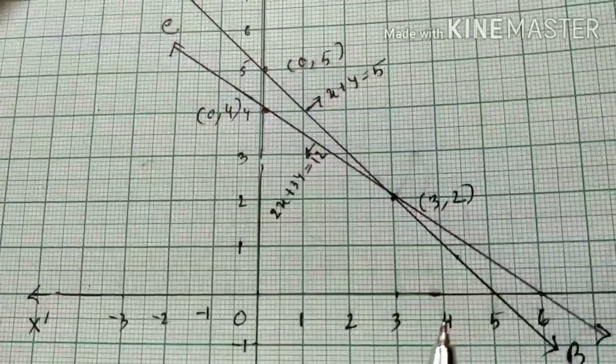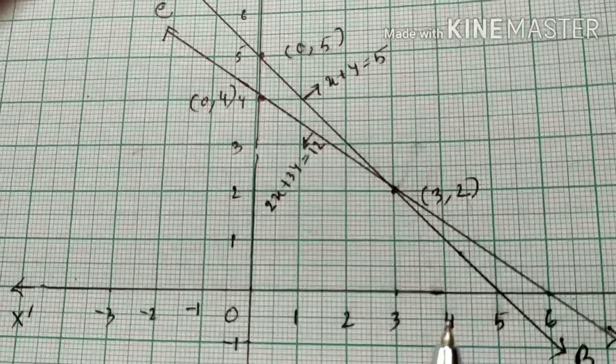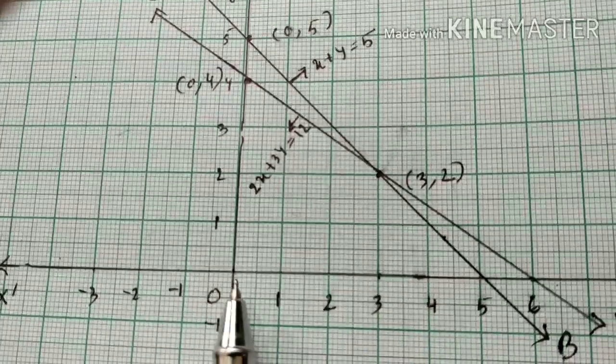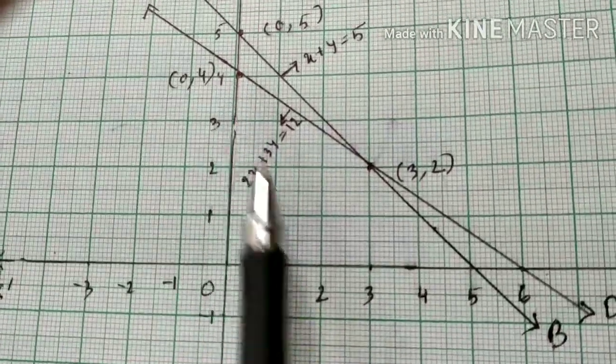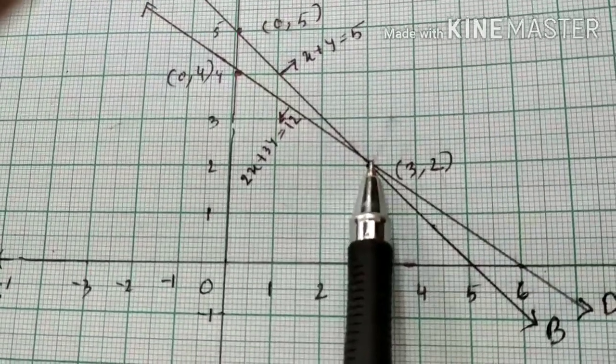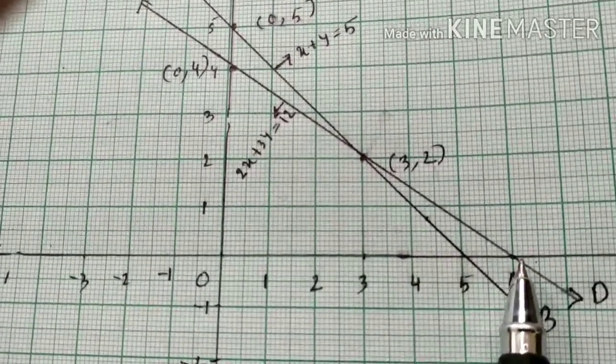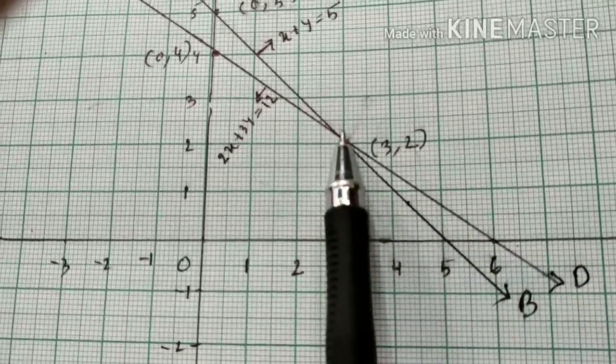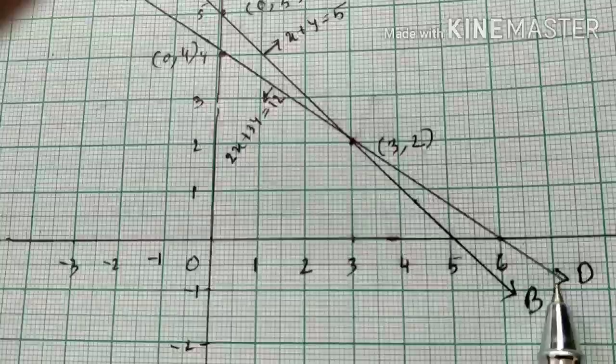And then for the equation, give the table: x value 0, y value 4, and then x value 3, y value 2, and then x value 6, y value 0. After plotting the points, another is the line.